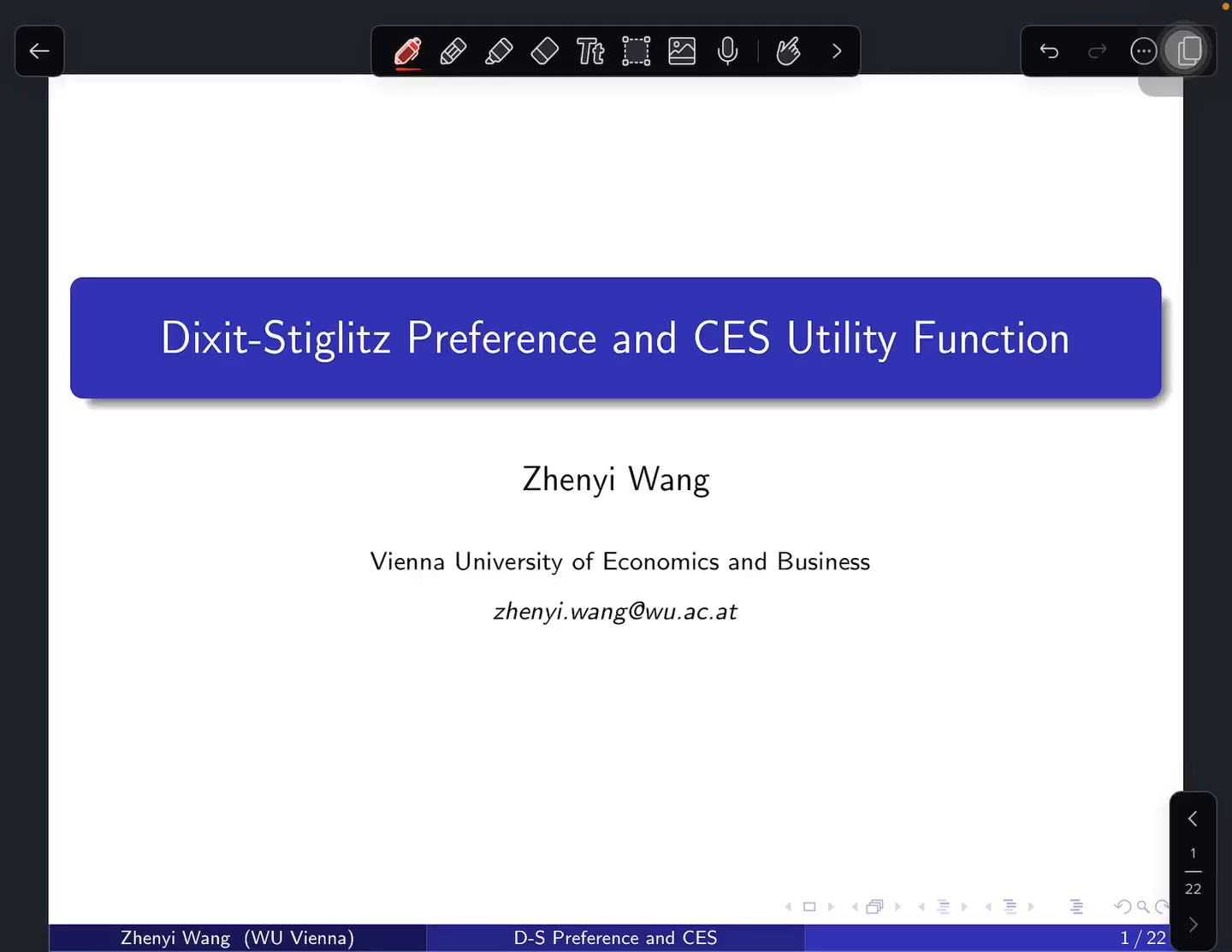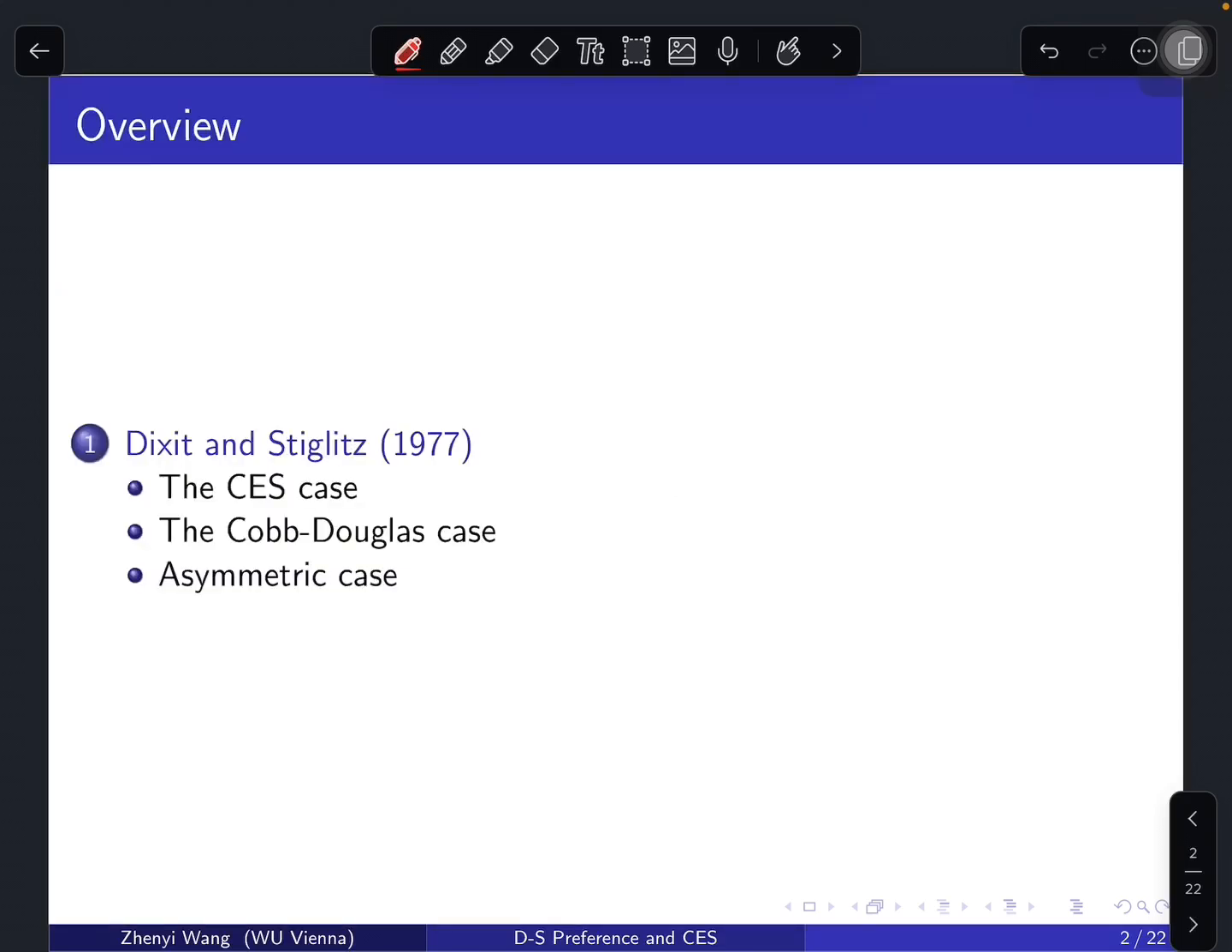In this video, I plan to introduce the Dixit-Stiglitz preference and CES utility function. We will mainly focus on the Dixit and Stiglitz 1977 paper. In this paper, DS explore whether the market solution is optimal. It actually contains three distinct models: the CES case, the Cobb-Douglas case, and an asymmetric case. Let's take a look one by one.